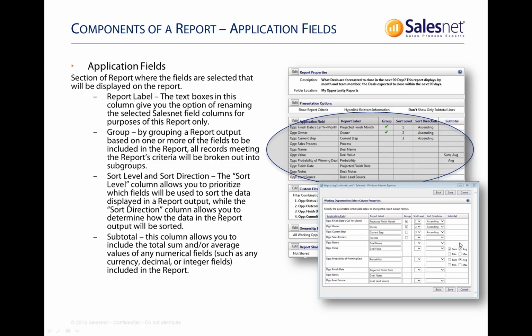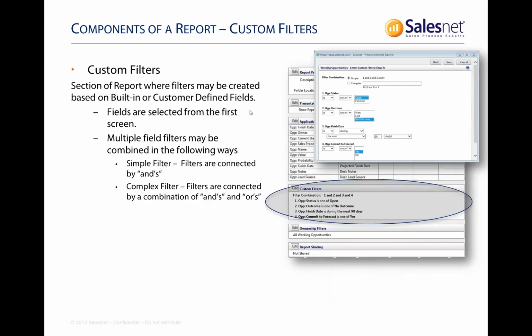And then we can apply aggregate functions. Okay, so if you have any kind of number field, okay, and that can be currency, integer, decimal, you can perform a sum, average, min, and max on each one of those fields. And it will do that for the subgroup and for the overall total. Okay, so application field, all about what fields are we going to show and how are we going to organize. So this is similar to the list layout.